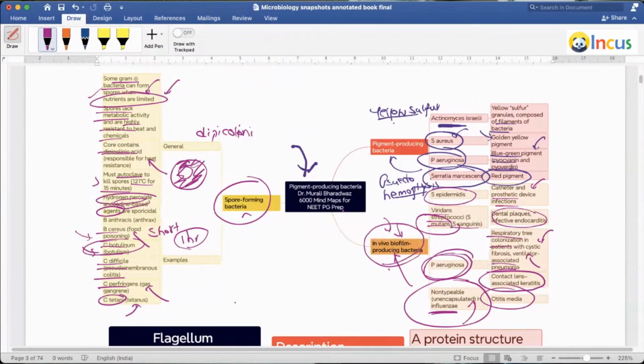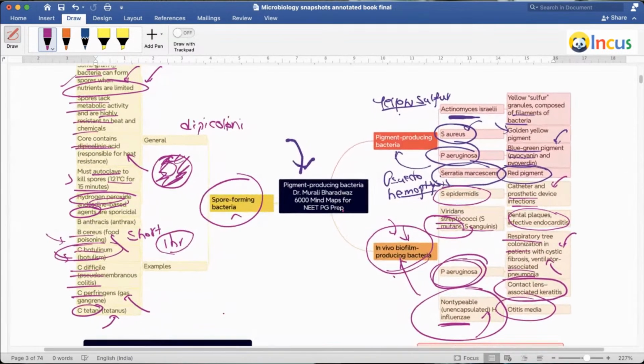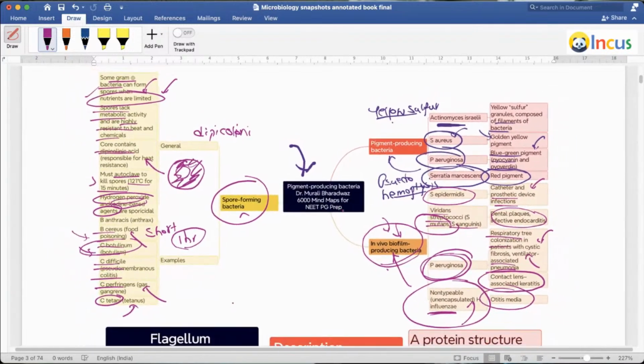Now you know what the pigment-producing bacteria are, what the in vivo biofilm-producing bacteria are, and what the spore-forming bacteria are. Whatever, now you are the champions for tomorrow's exam, doctor.